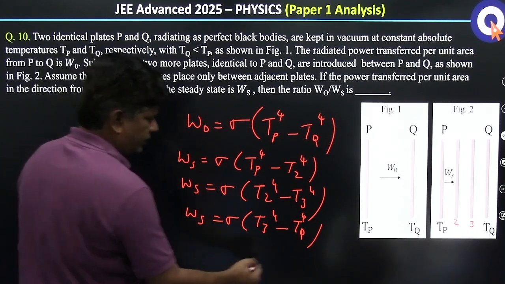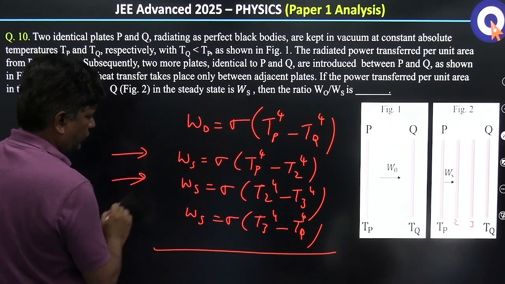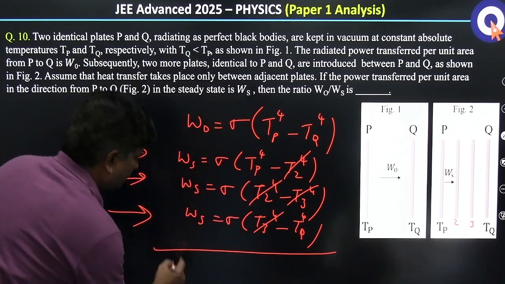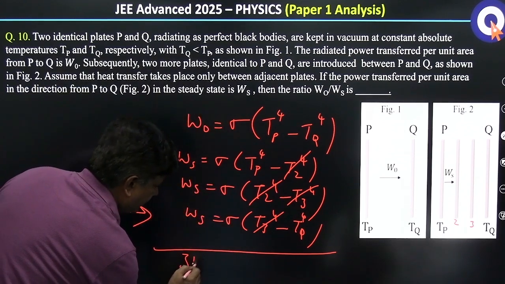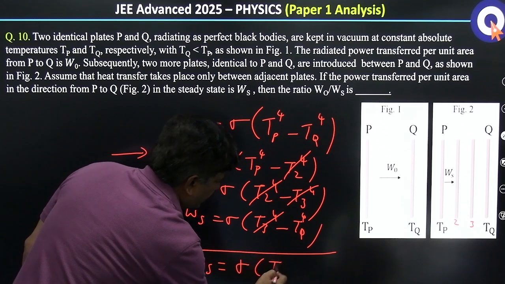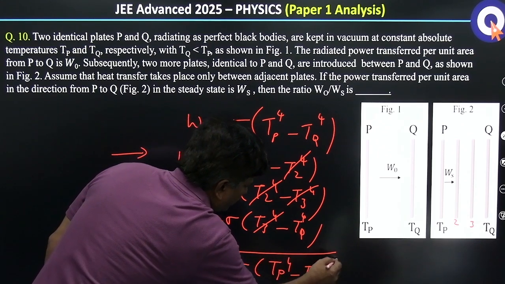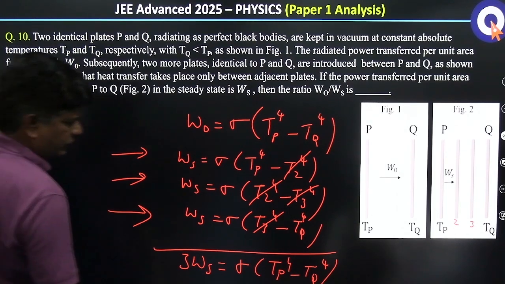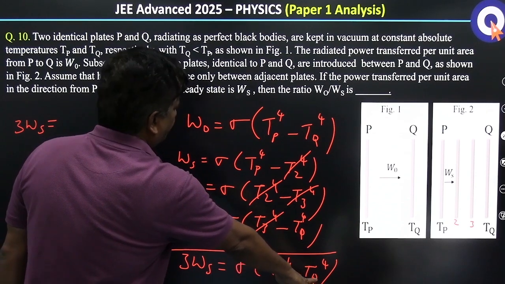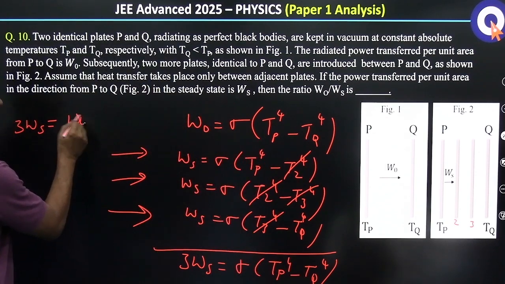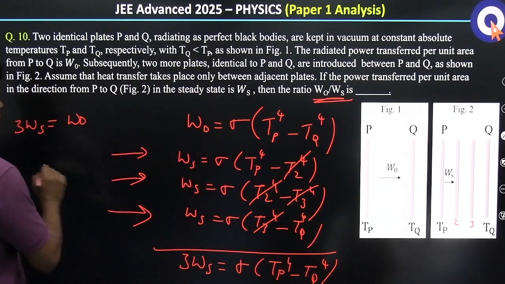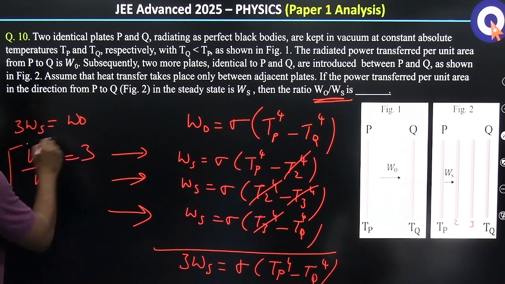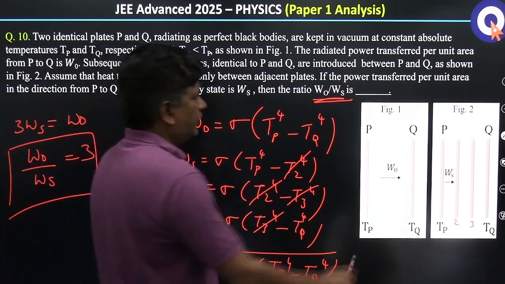If you observe these equations and add them, you will see that these terms get cancelled. So 3Ws equals sigma Tp to the power of 4 minus Tq to the power of 4, which is nothing but W naught. We want the ratio W naught by Ws, therefore W naught by Ws equals 3. A very simple numerical is given in the question. The answer to the question should be 3.